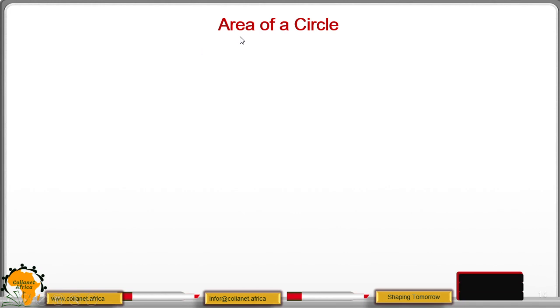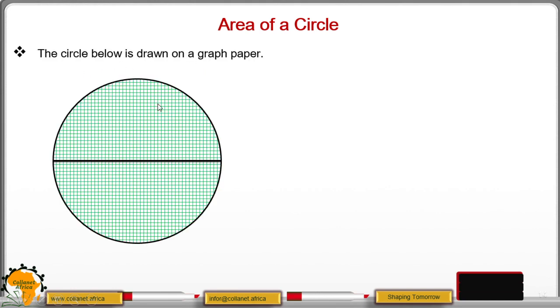In this lesson, we are going to look at the area of a circle and also the area of a sector of a circle. So, we have a circle that is drawn on a graph paper. You can as well do that when you are listening to this. Make sure that you have a graph paper, then draw a circle on that graph paper. We want to see how we can get the area of a circle.